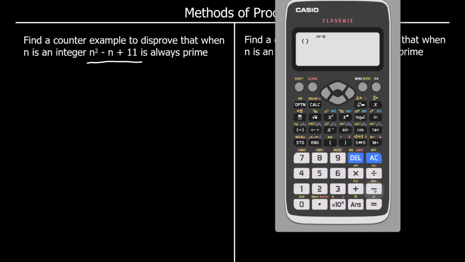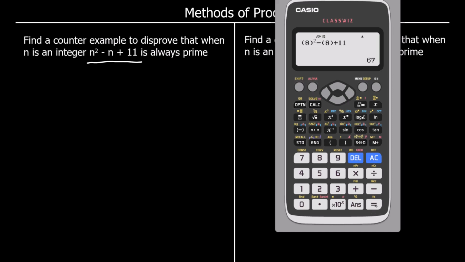5 squared minus 5 plus 11 is 31. So that is a prime number. How about 6? That's 41, and again, prime number. 7 gives 53, and again, prime number. If I press shift fact on the calculator, it writes it as a product of its prime factors. So we keep going until we find something with two factors, apart from one and itself.